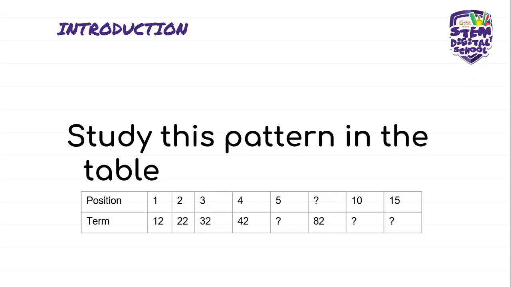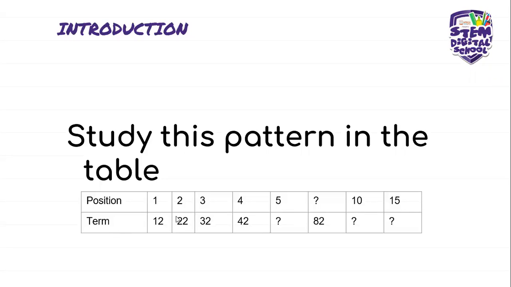But there's another way of doing this. I'm just going to share it with you now. Now that we have what we call the constant difference in the term, which is 10, there's a way of finding the rule where you take the constant difference and multiply it with the position, and then you add a number.